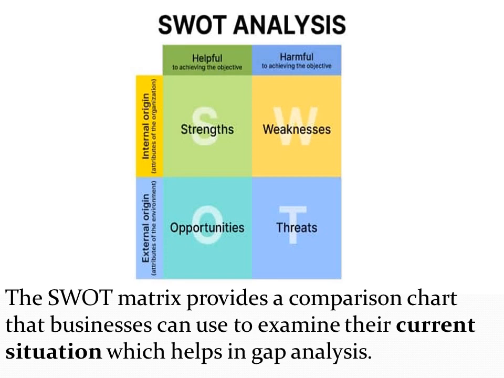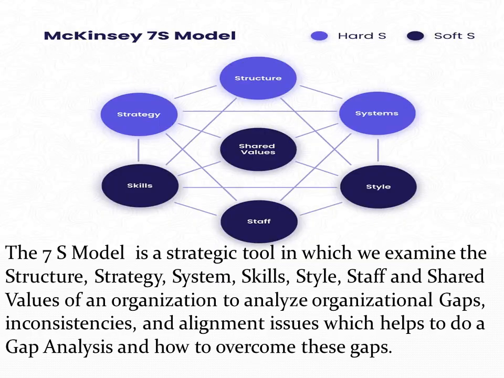SWOT analysis or SWOT matrix is a framework used to identify the internal and external elements that affect the organization. Internals are the strengths and weaknesses of an organization. Externals are the opportunities or threats an organization has. After doing this analysis, it provides us a comparison chart that businesses can use to examine their current situation, which helps in a gap analysis.